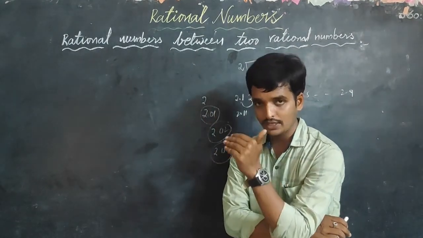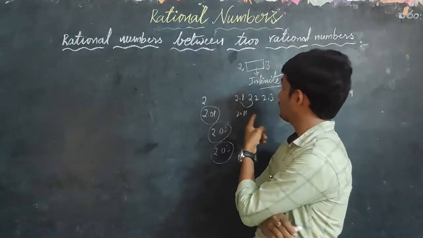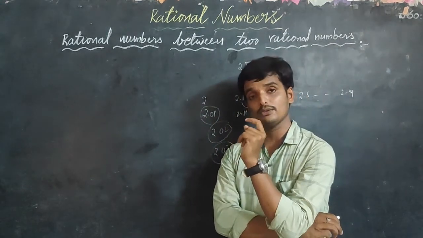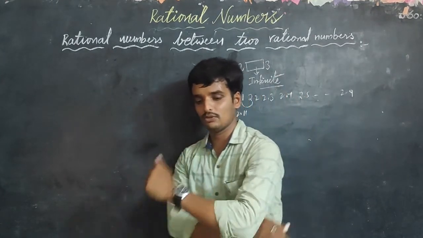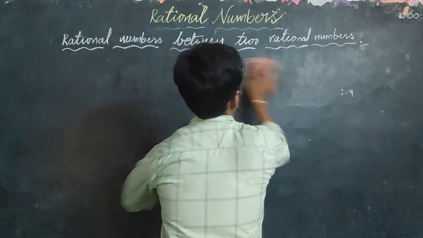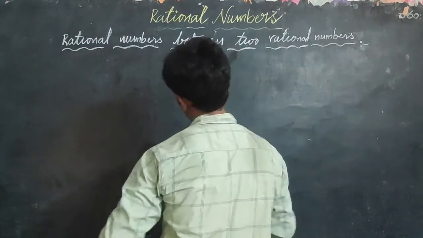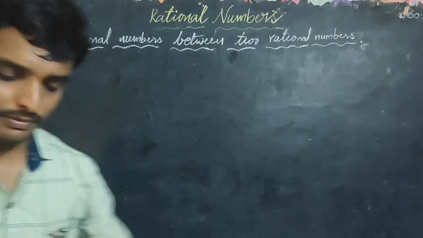Now we are finding the rational numbers between two rational numbers, either in the form of 2 and 3, or in the form of p by q, that means in the form of fractions. We can do it with a formula. Another form is: find two rational numbers.